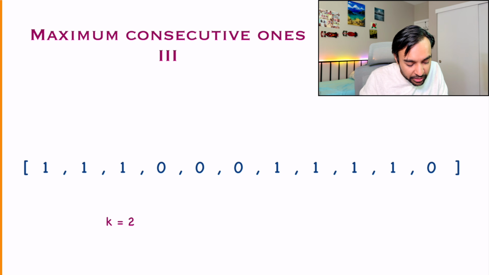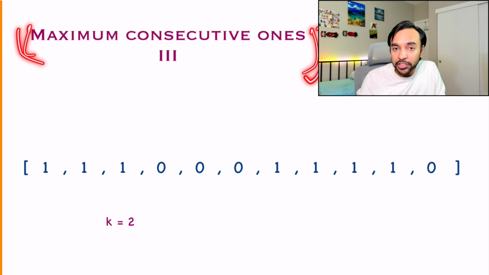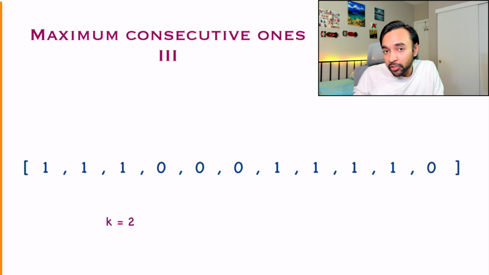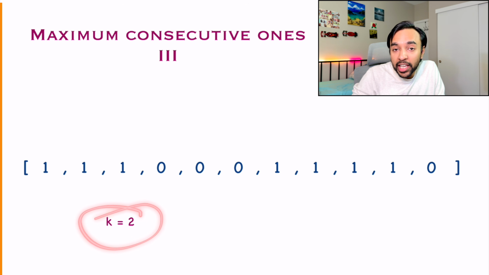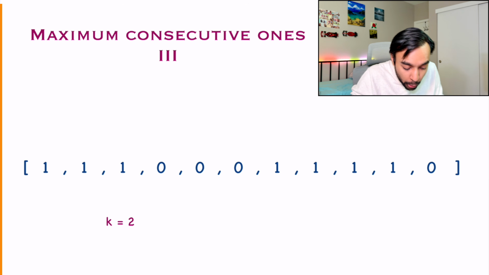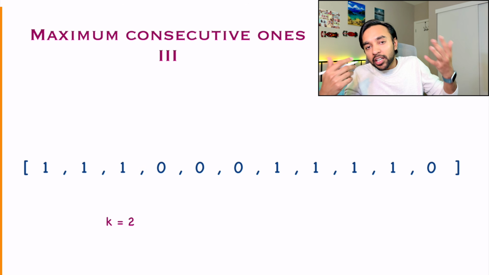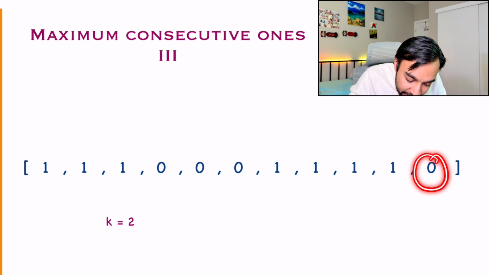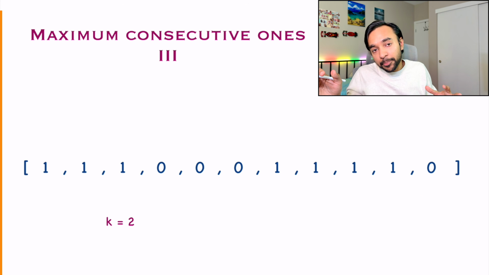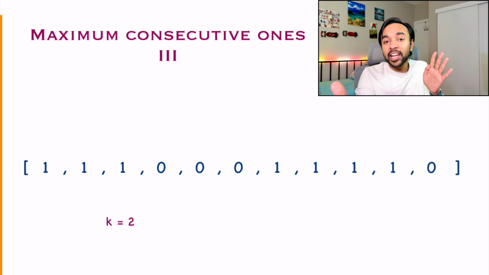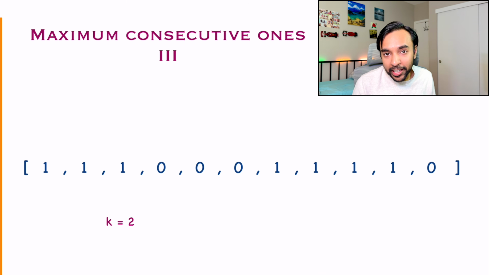The next problem is also very, very interesting. Maximum consecutive ones. You are given a binary array, that means just zeros and ones, and you are given a value k. What you can do is you can pick up at most 2 zeros to convert it to 1. And these zeros could be anywhere in the array. And then you have to tell me what is the longest length of all ones that you can find out.